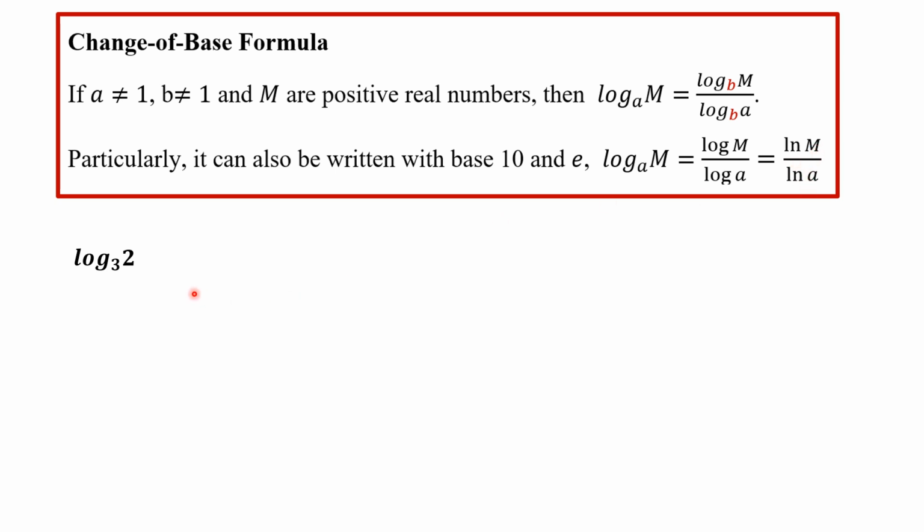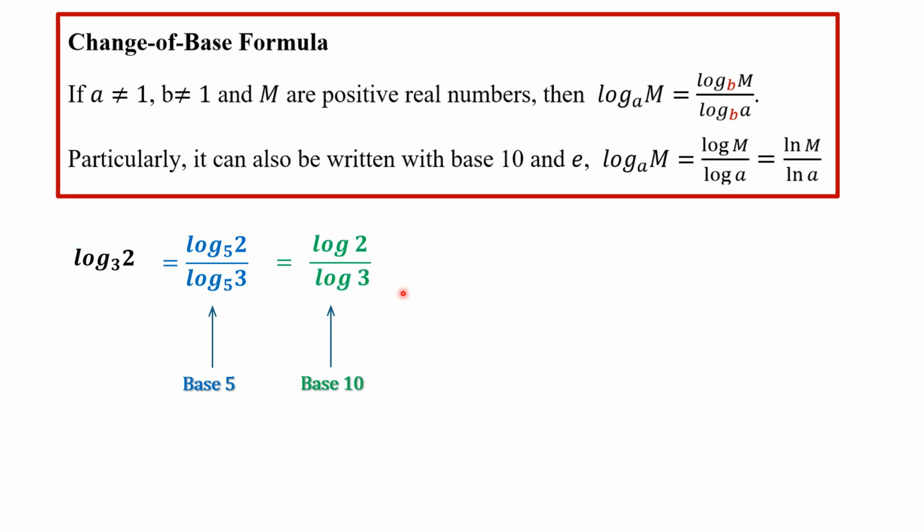So one example is if I have log of 2 to the base 3, I can write this by changing to base 5. Let's say I want a logarithm with the base 5, not the base 3. So I can change this to log 2 divided by log 3, both of them base 5. If I want to change this logarithm to base 10, I would just write log 2 divided by log 3. And if I want to write this logarithm with the base e, I can just write ln of 2 divided by ln of 3.